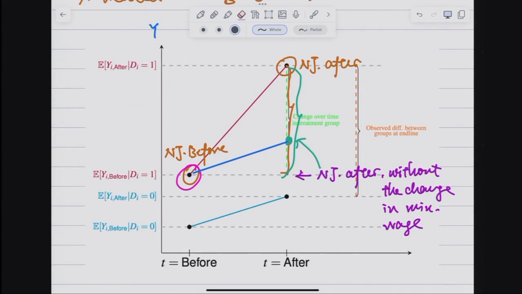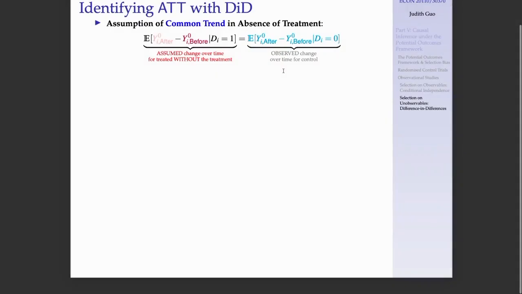Okay, so we expect that the trend in the employment level is the same across both groups. So coming back to the maths, how does it actually work? This is our common trend assumption, which basically is that we have the same before-after difference in the absence of the treatment.